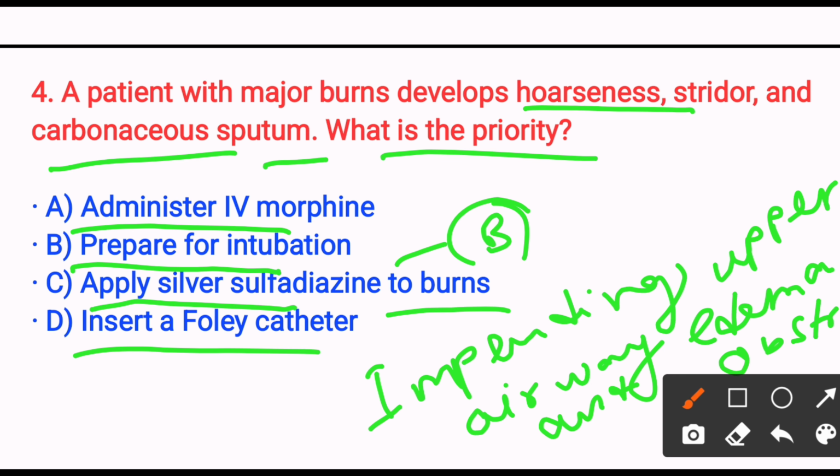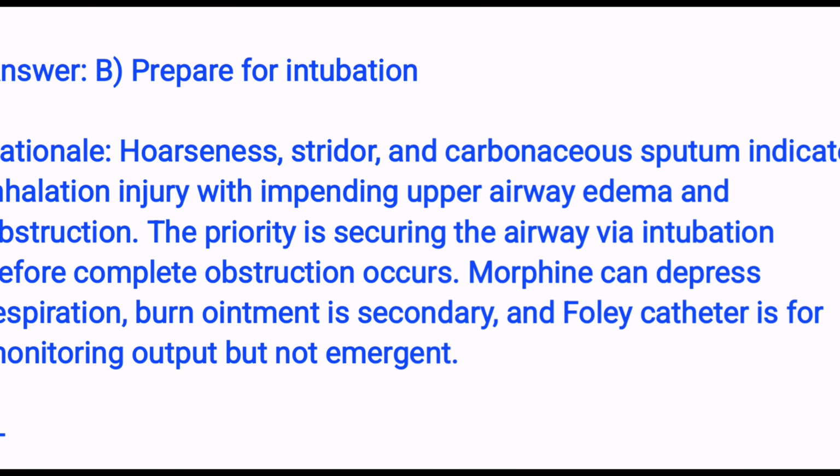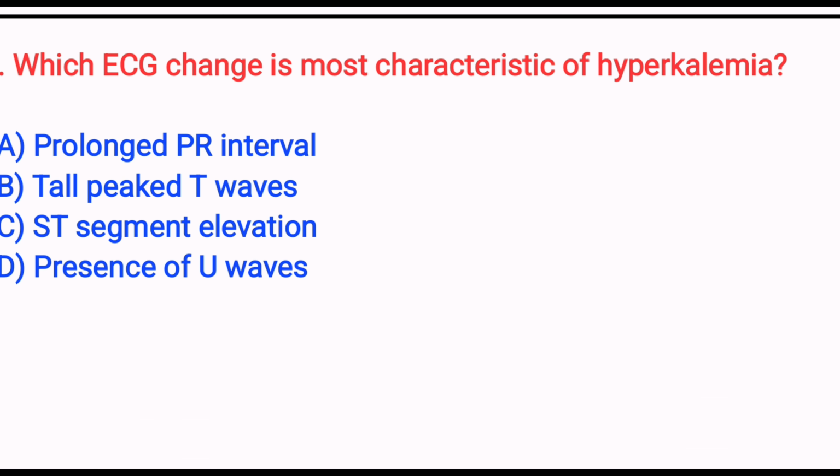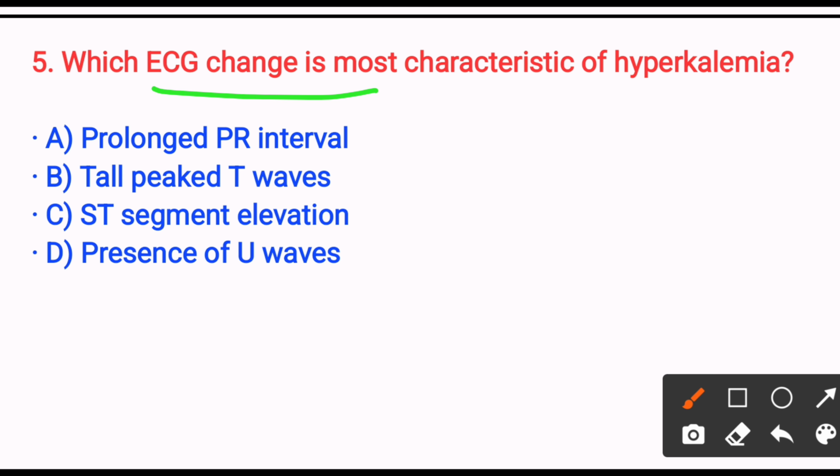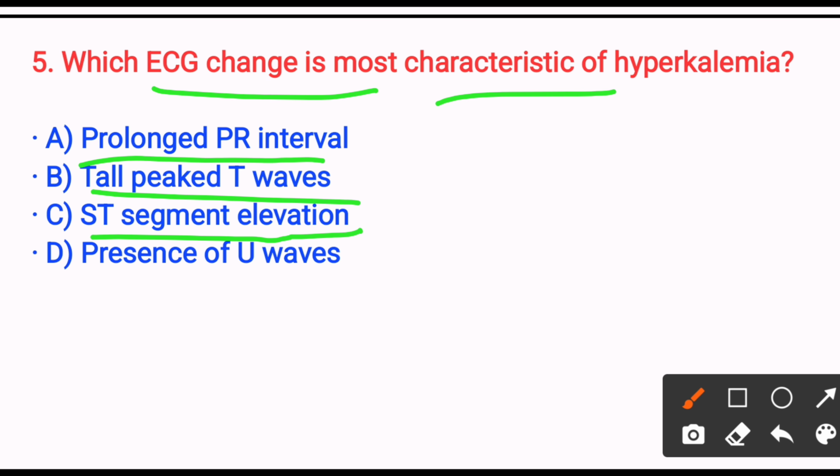Next, which ECG change is the most characteristic of hyperkalemia? Option A, prolonged PR interval. Option B, tall peaked T wave. Option C, ST segment elevation. Option D, presence of U wave.